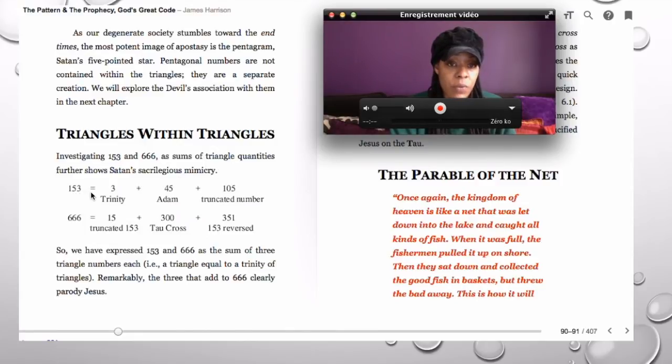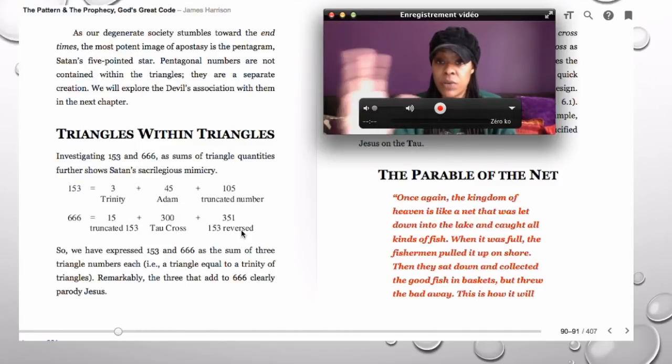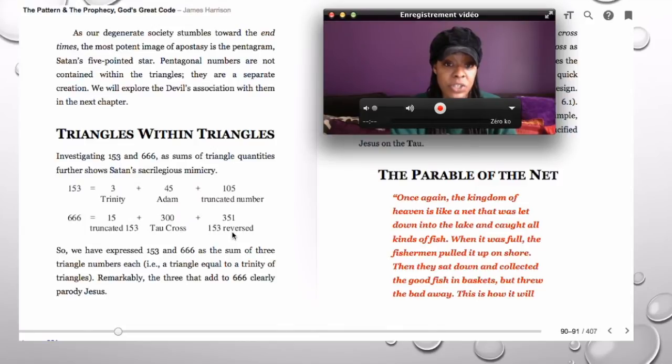So 153, when you break it up into triangle numbers, you have 3, 45, and 105. So these are 3 triangle numbers. And when you break 666 up into 3 triangle numbers, you get 15, which is truncated 153. We just explained what truncated is when you cut it up into parts, right? The tau cross, I'm not going to get into that. Maybe never, but it's in the book. Depends on what Ruach Ha Kodesh brings to my attention. And then you have the 351, which of course is reversed 153.